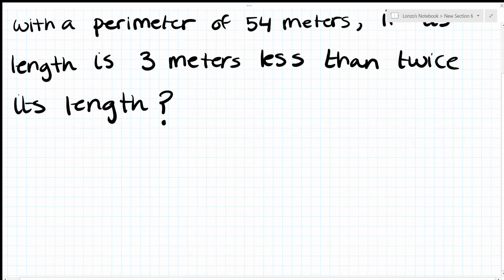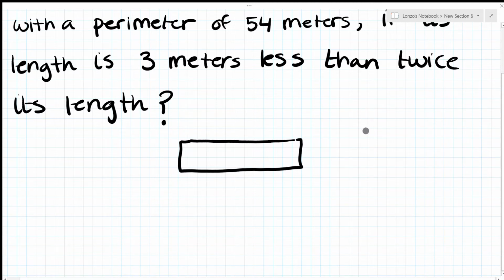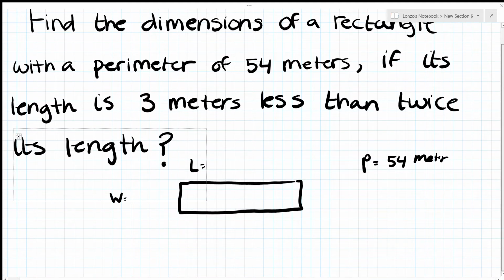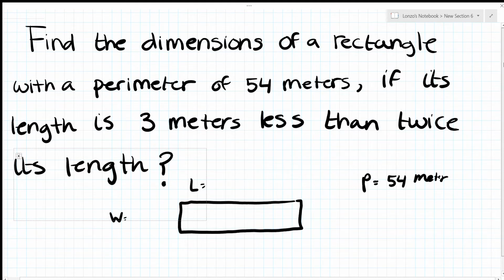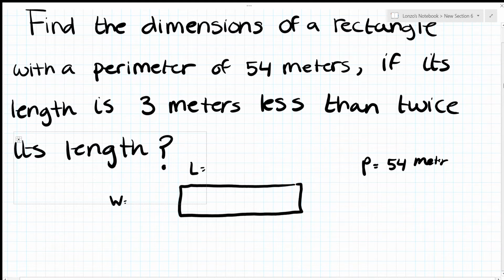So the first step is I'm always going to draw a rectangle. What do we know? We know the perimeter is 54 meters. We know this is the length, and this is the width. They say the length is 3 meters less than twice its width.